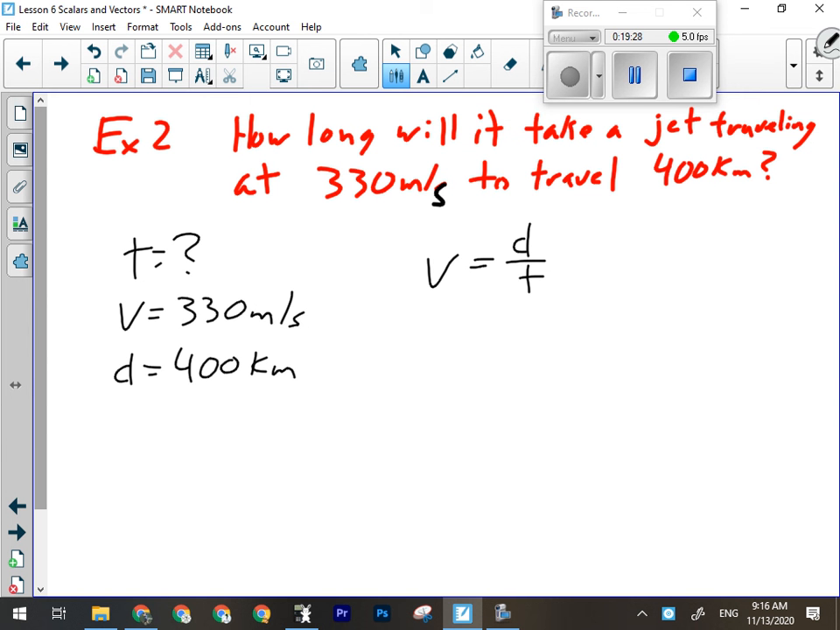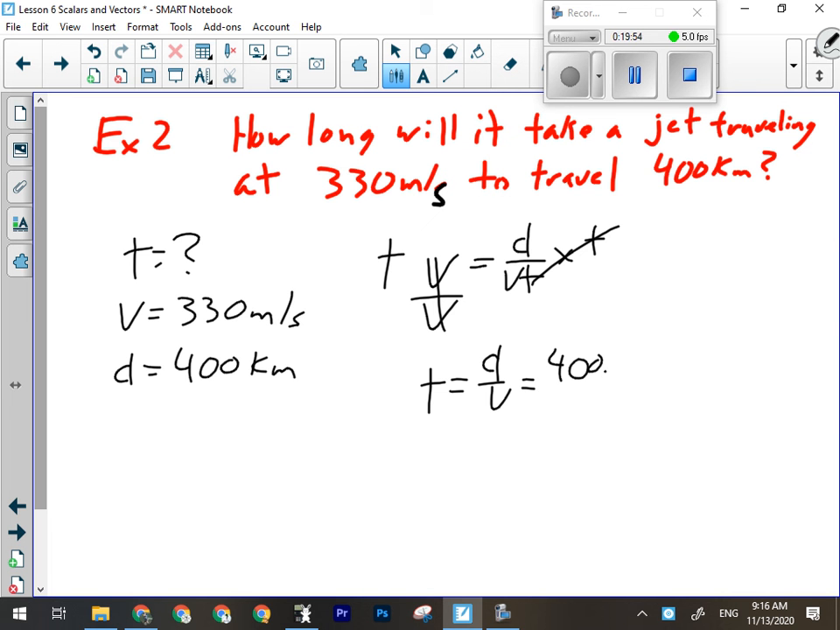We're looking for time. I can't solve for time if it's on the bottom, so I have to move it to the other side. Okay, and then isolate it by dividing by v. So I've got t equals d over v. That'll be 400 kilometers, but I'm dividing by meters per second. What do I have to do to the kilometers? Times it by 1,000. I got to change it to meters.